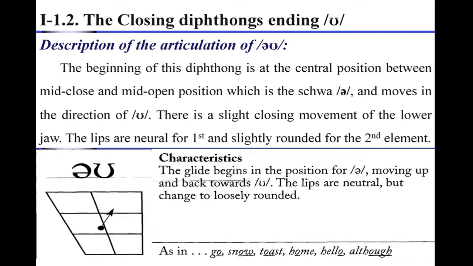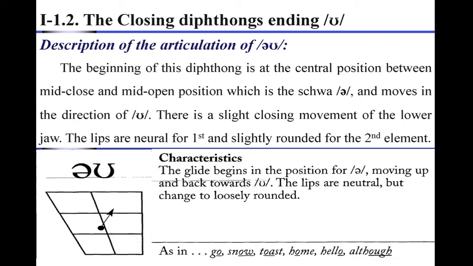Description of the articulation of o. The beginning of the diphthong is at the central position between mid-close and mid-open position, which is the schwa, and moves in the direction of u. There's a slight closing movement of the lower jaw. The lips are neutral for the first and slightly rounded for the second element.